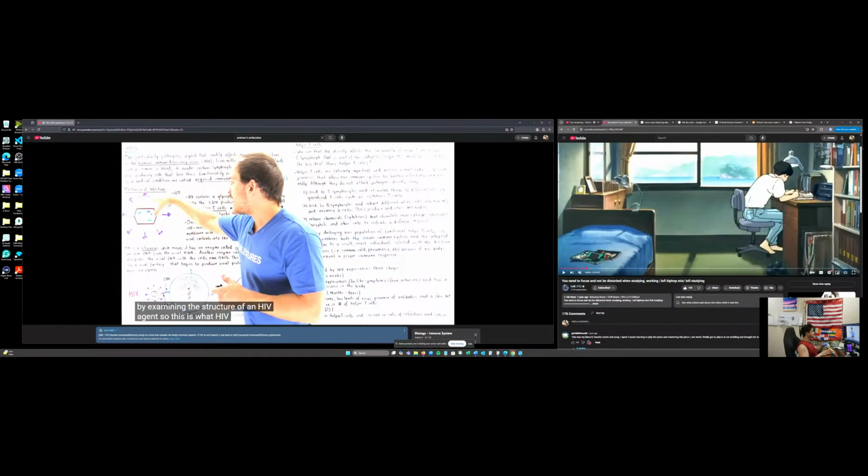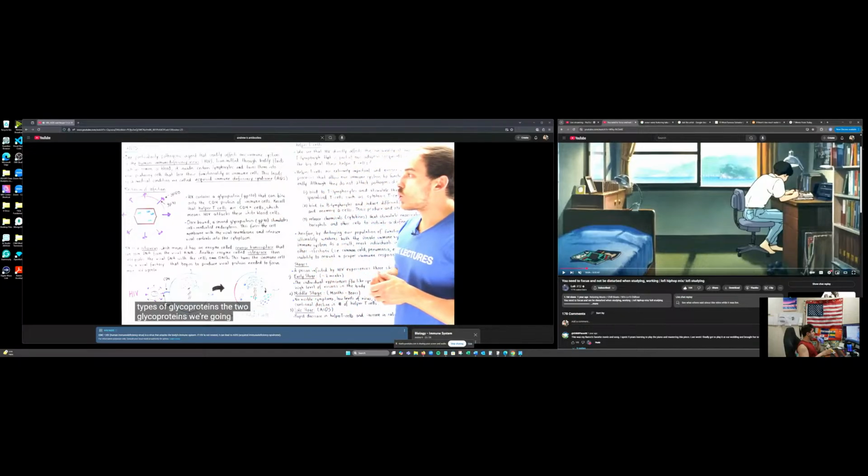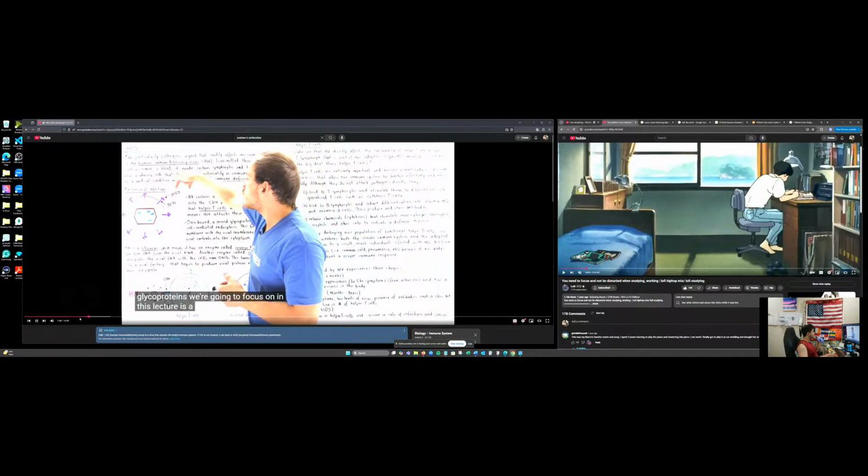So this is what HIV looks like. We basically have this membrane shown in pink, and on the membrane we have these embedded glycoproteins. Now we have different types of glycoproteins.